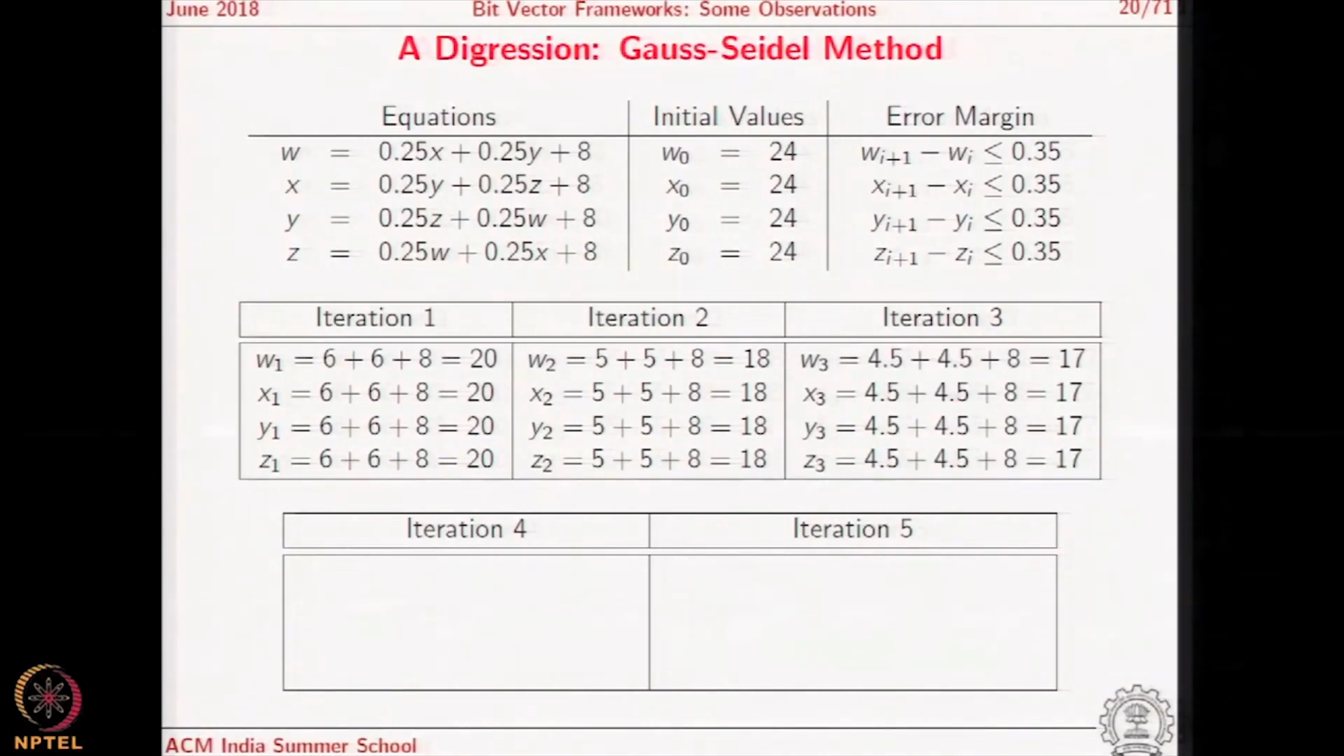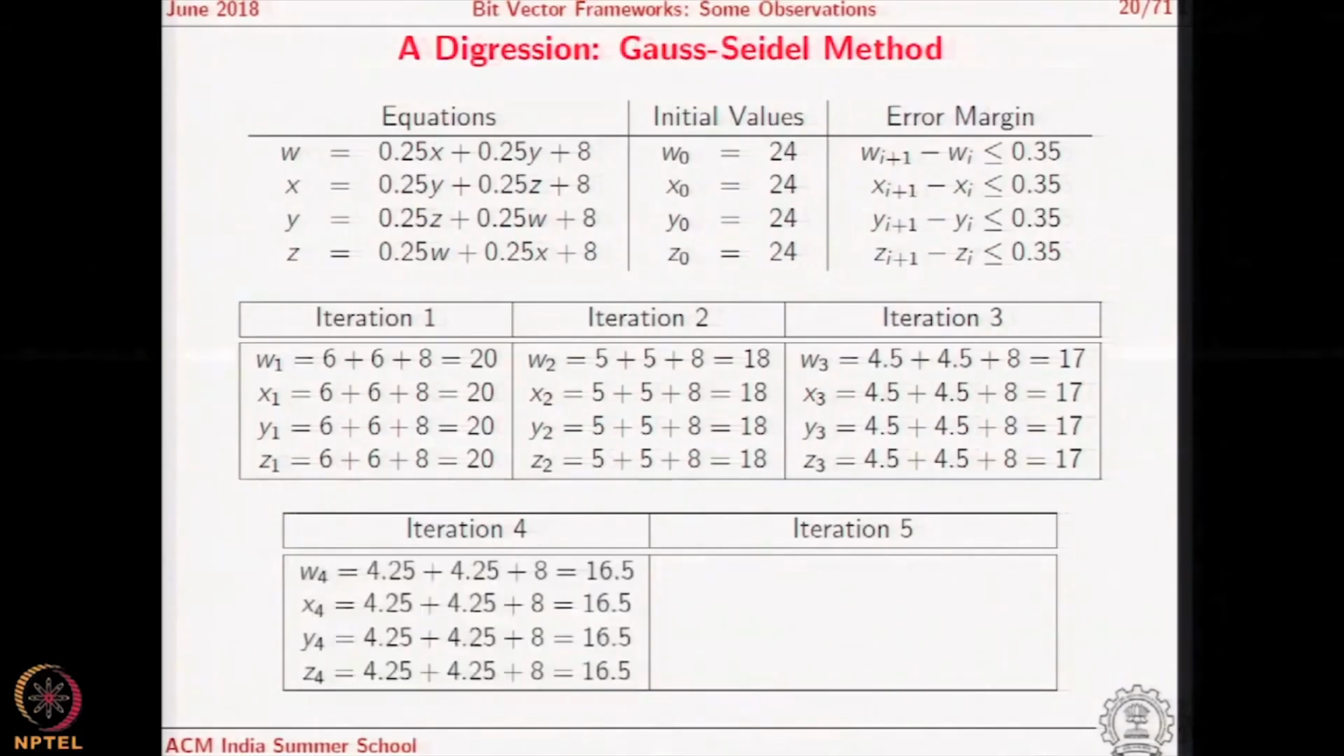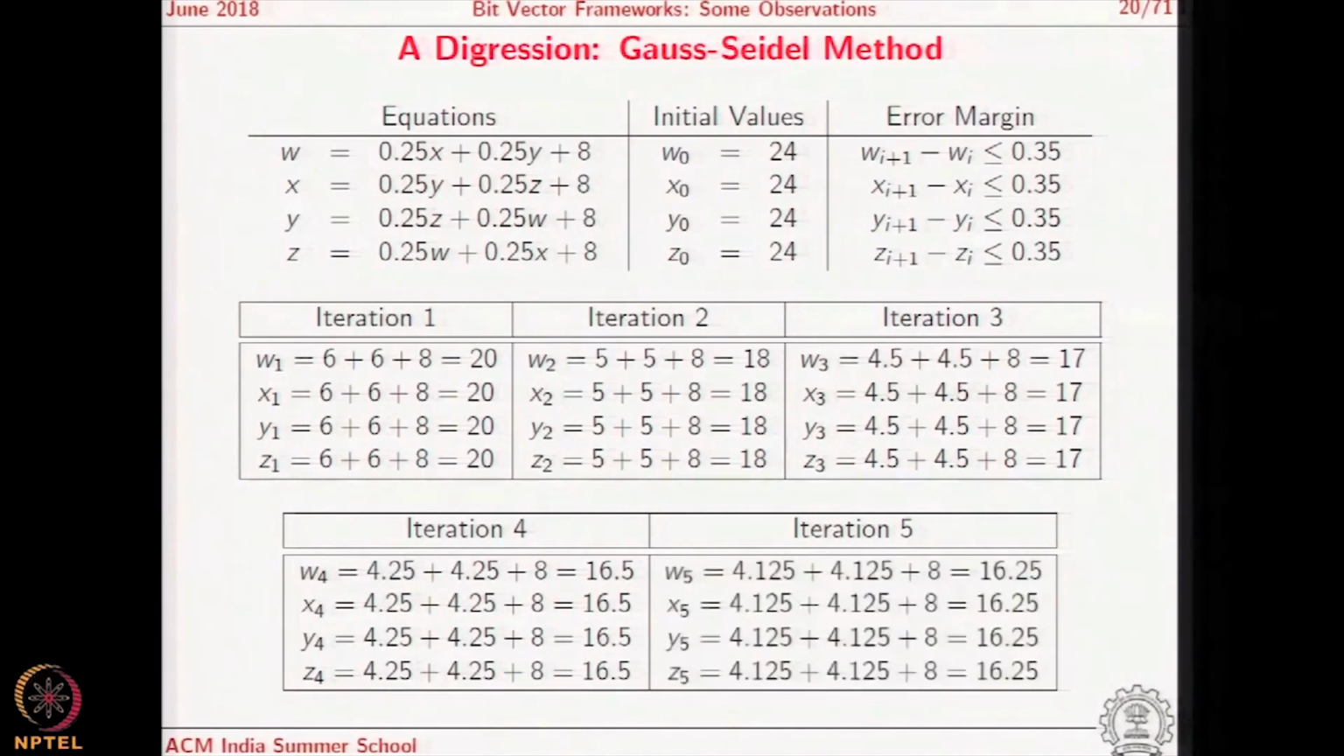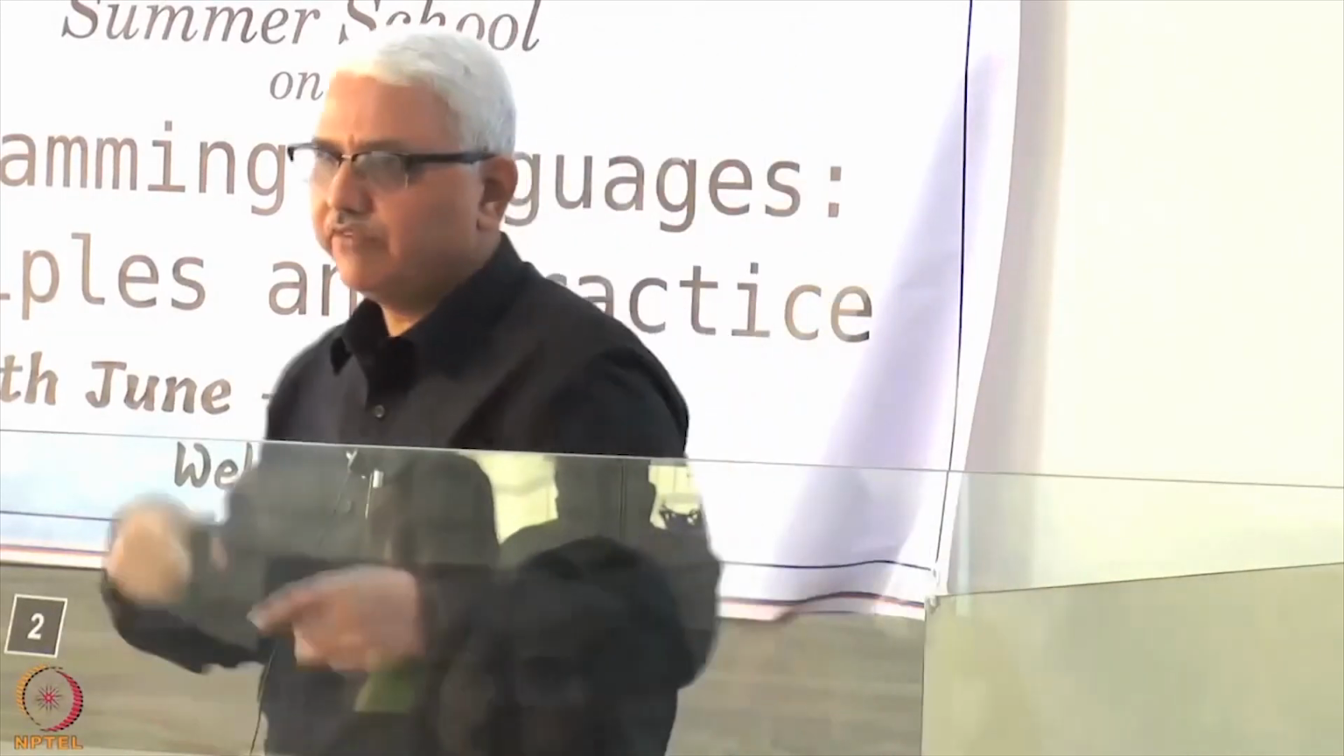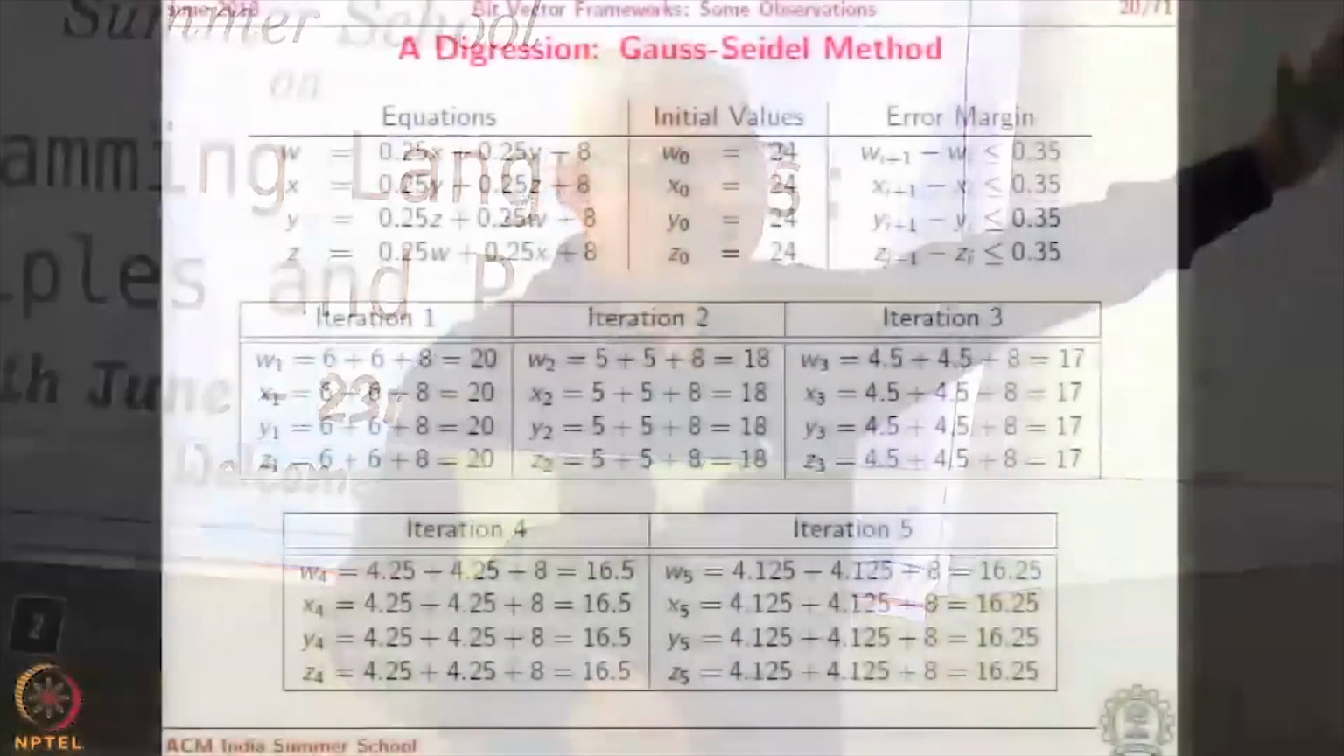The difference is still larger than 0.35. So, we recompute, we plug in that value and we get this 16.5. The difference is 0.5, still larger than 0.35. So, now we compute the 16.25. We use this value, we get this and we get 16.25 and the difference is 0.25, which is smaller than this. So, we say this is our solution. Of course, we can get a more precise solution by keeping the error margin small, and we can keep recomputing. So, this is essentially the Gauss-Seidel method of iterative solution.